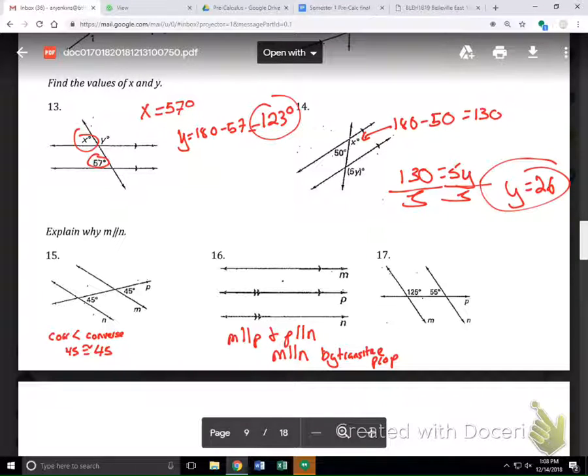And our last one here, what's the relationship between these two angles? Same side interior. So for them to be parallel, they have to add up to what value? So let's add them up, see if they equal 180. They do. So by same side interior converse, they are parallel. Okay, do we have any questions?